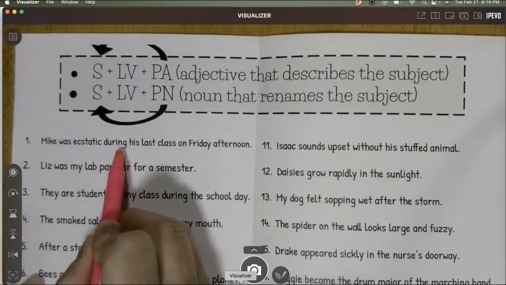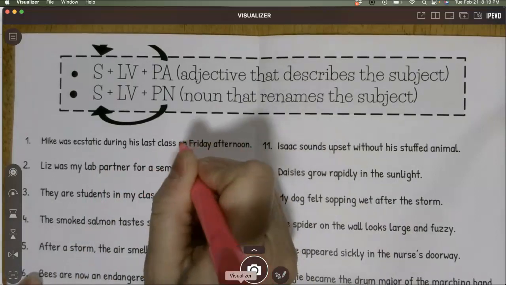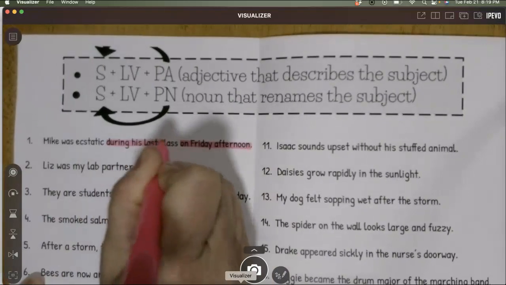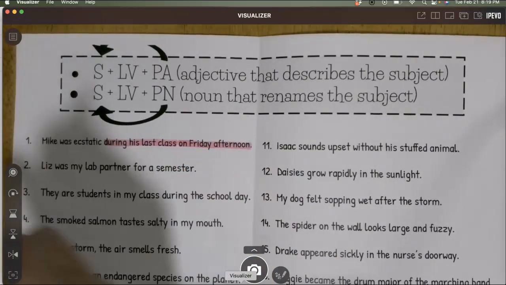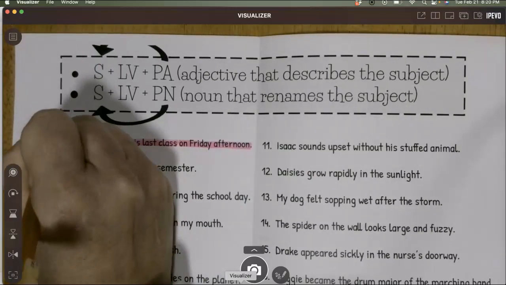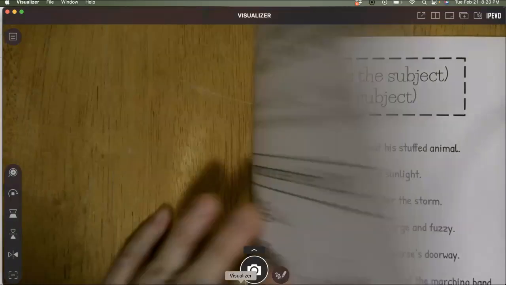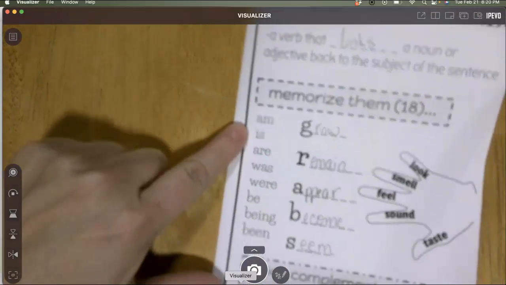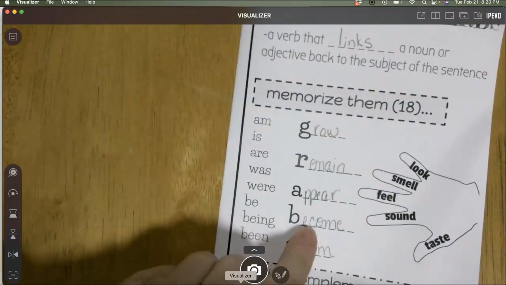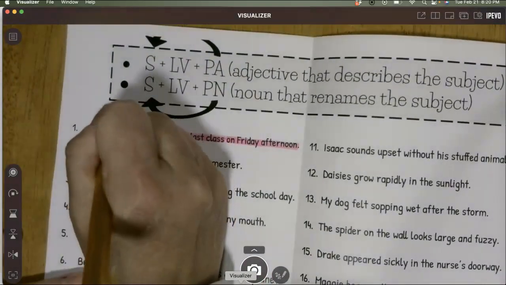We're going to look for prepositional phrases and infinitives and get rid of them. Mike was ecstatic during his last class on Friday afternoon. So on Friday afternoon is a prep phrase. During his last class. So I'm left with Mike was ecstatic. Mike is my subject. Was is a verb. If I wasn't sure yet, because I'm still learning them, I can always go back here and check. Is it a linking verb? It has to be on this list to make it a linking verb. And so was is a linking verb, so I'm going to label it LV.